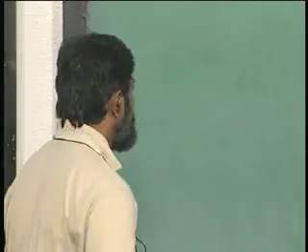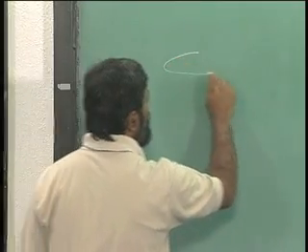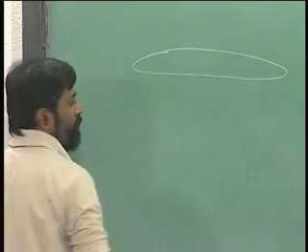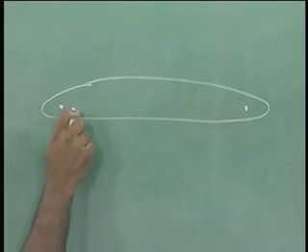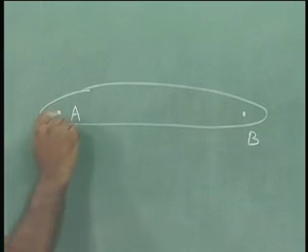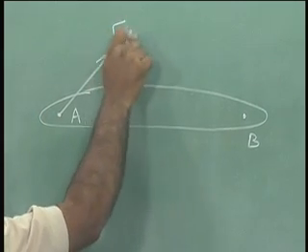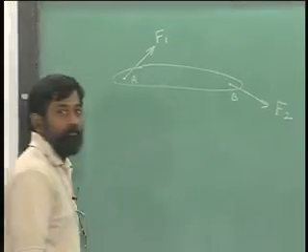Now let us look at one more trick or tip that you can use before solving for systems of rigid bodies. Supposing I have a rigid body, let me just make it a rigid body of this sort, and let us say these are the 2 points, this is A and B, on which some forces are acting. Let us say this is F1, this is F2.